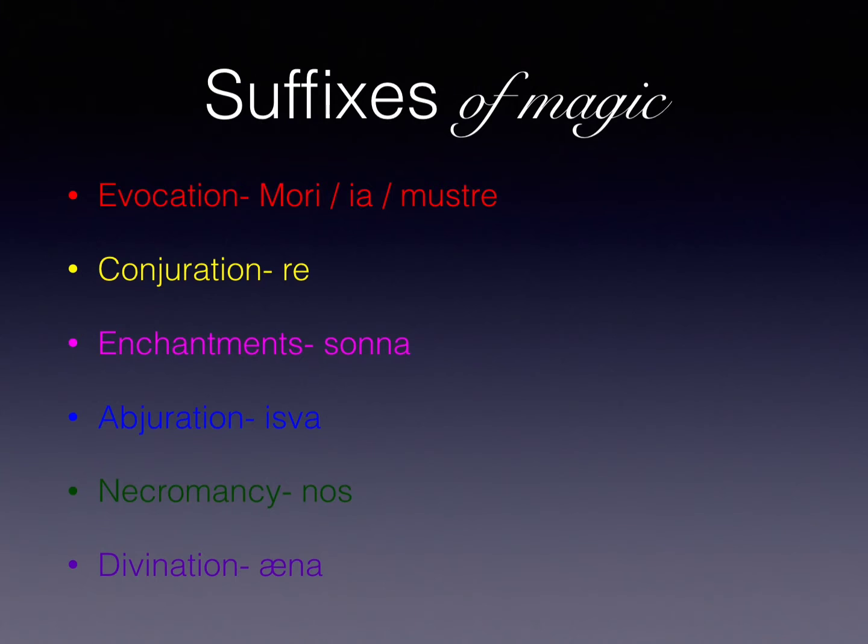So first, we have evocation. If you want to burn something, you got mori, you got ia for lightning, and you got mustre if you want to freeze something. Next, we have conjuration, for re. And then we have enchantments. For enchantments, we have sona. And abjuration, we have isfa. And for necromancy, we have nos.